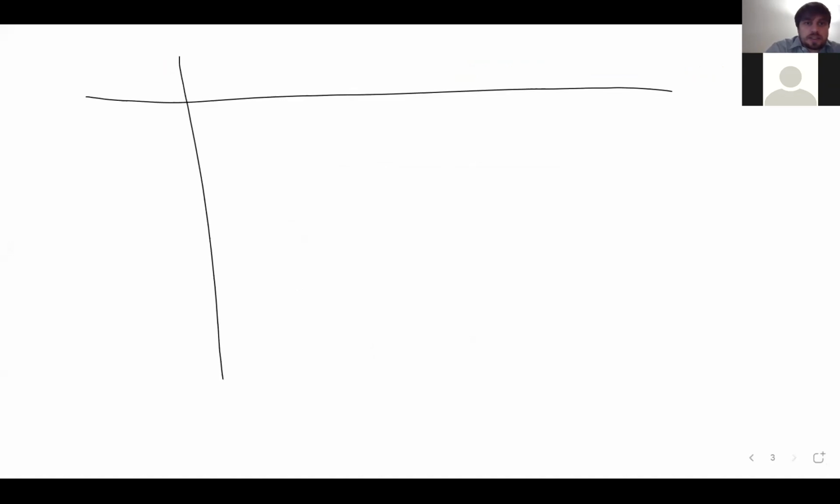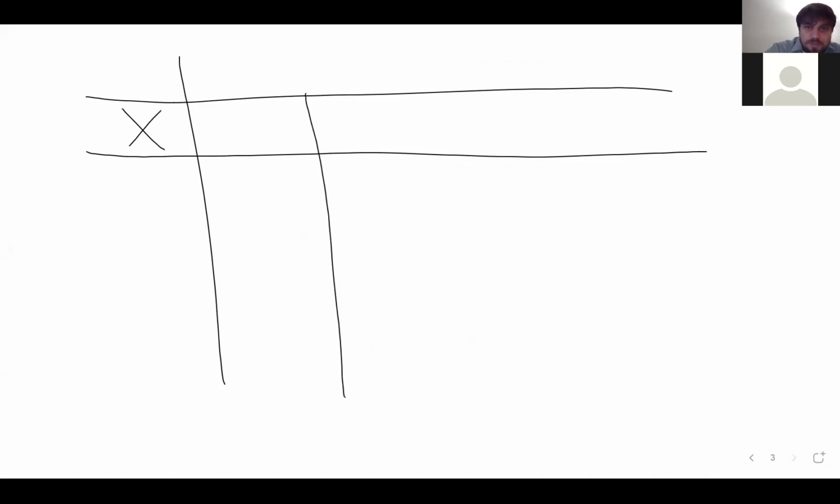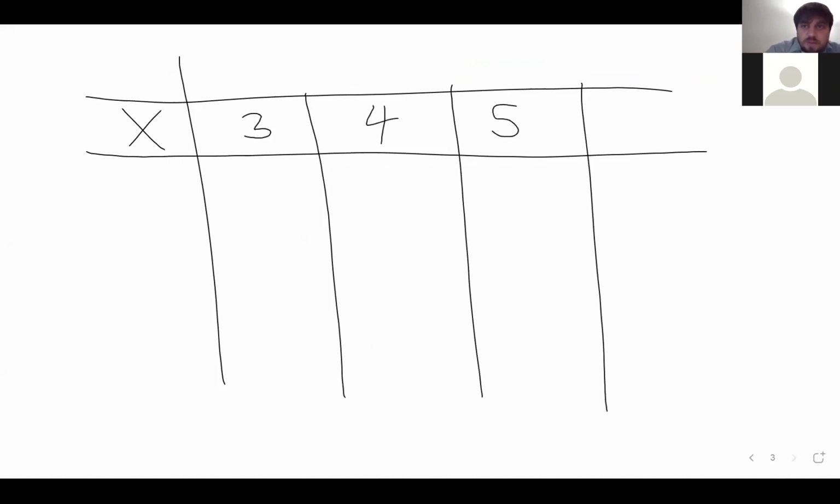So here in the first row, which is horizontal, we're going to look at possible values of X. X is the number of magazines that he sells. He's either going to sell 3, 4, 5, or 6 magazines.